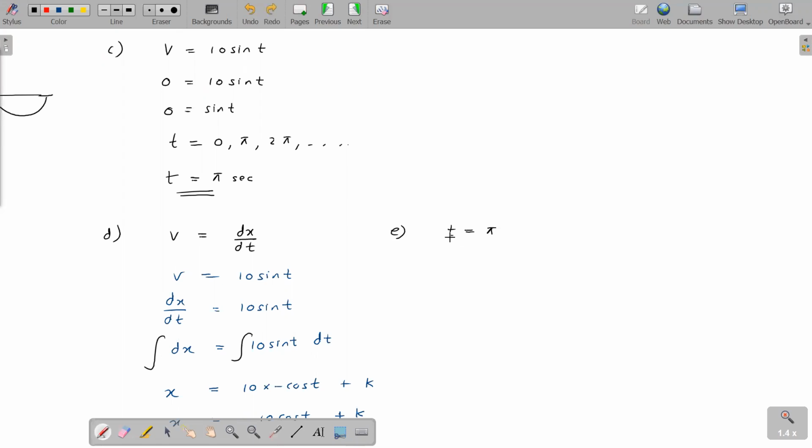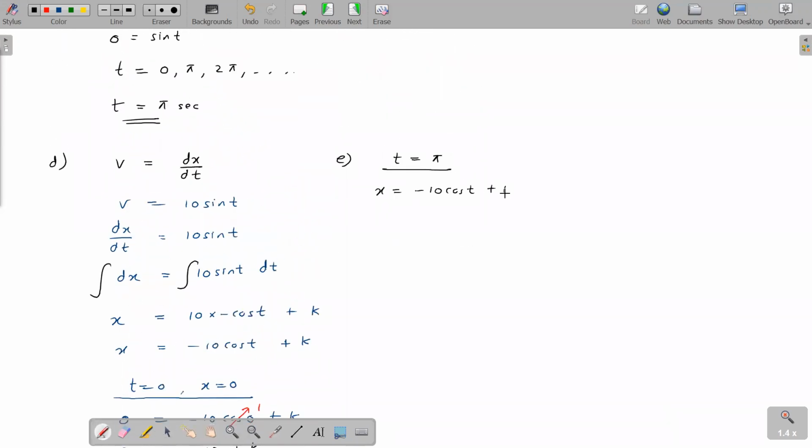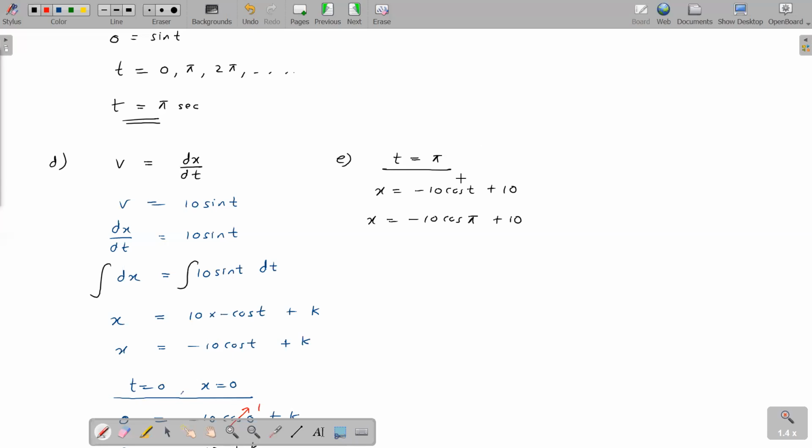You are supposed to find the distance. So x equals minus 10 cos t plus 10, right? That is the equation. Replace t with pi. How much is the answer? Cos pi, I believe, is minus 1. Minus 10 into minus 1 is plus 10, and plus 10. So you get here x is 20 meters. Okay.